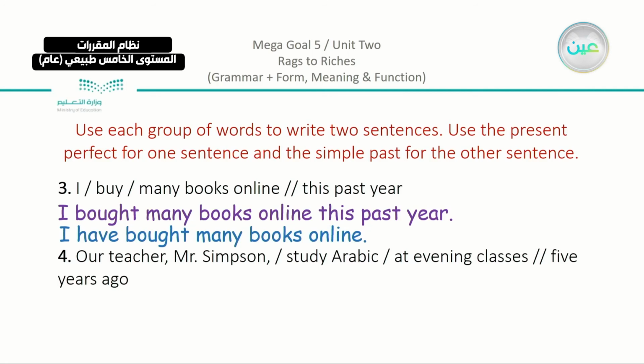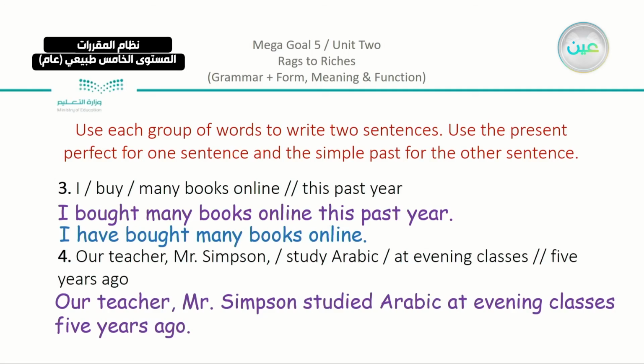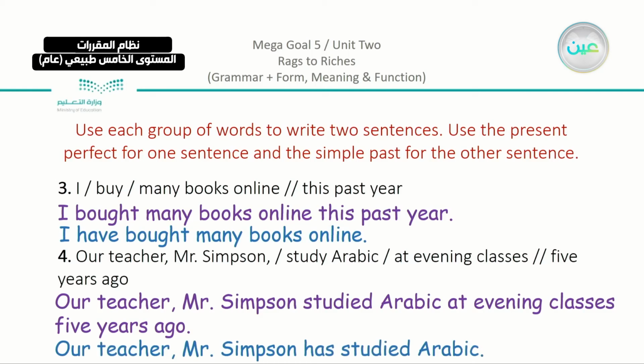Number 4, our teacher, Mr. Simpson, studied Arabic at evening classes 5 years ago. Ago gives also the impression that it's something in the past. So we have here our teacher, Mr. Simpson, studied Arabic at evening classes 5 years ago. We have here studied. Or in the present perfect, we have here our teacher, Mr. Simpson, has studied Arabic. We have singular, we chose has, and we have the past participle.